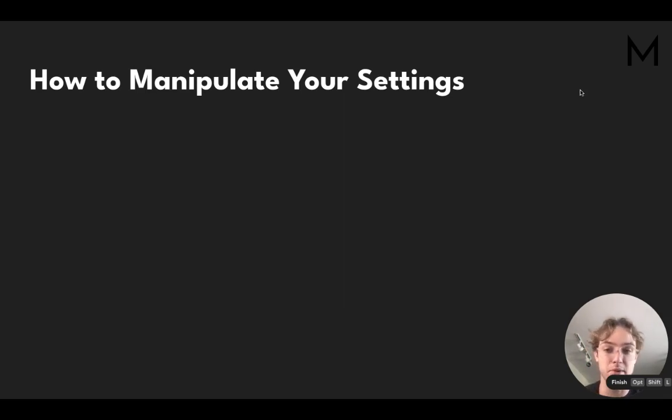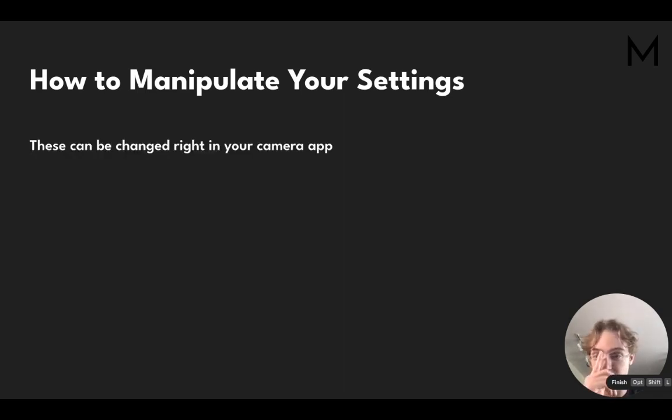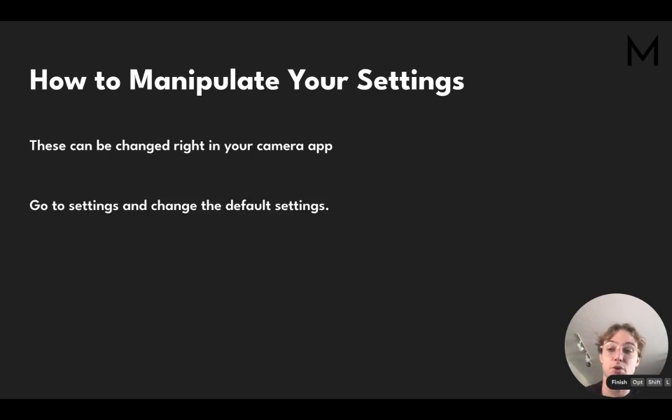All right, and how to manipulate your settings. I kind of went over this with the app. This can be changed right inside of your camera app, but you will have a lot more control with these other apps. You can go to your settings and change the default settings on your camera app, which is also very powerful. But again, it doesn't let you unlock your shutter speed or your white balance. So that's why one of these apps is super powerful.